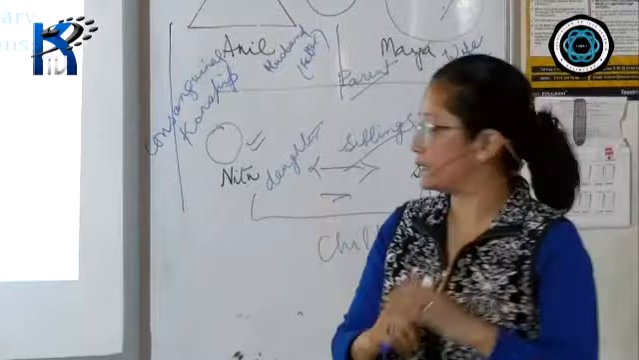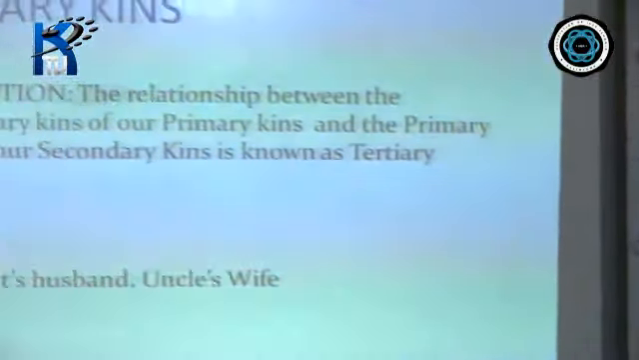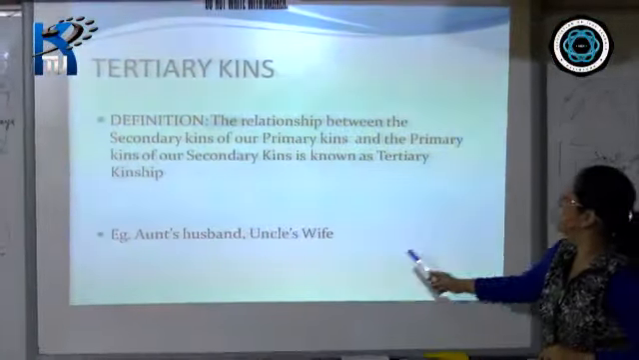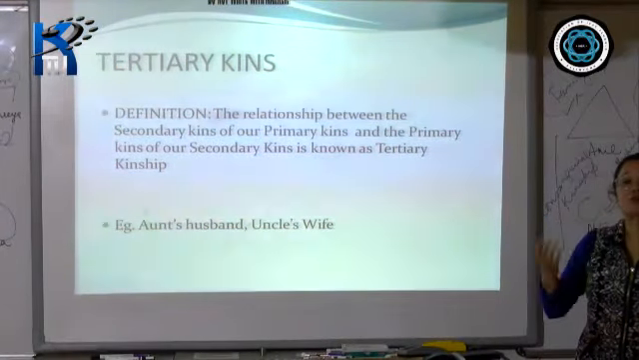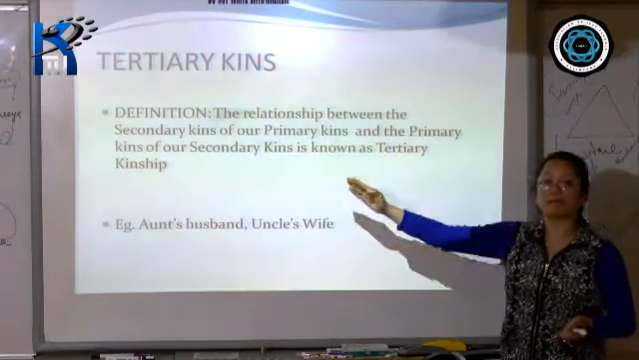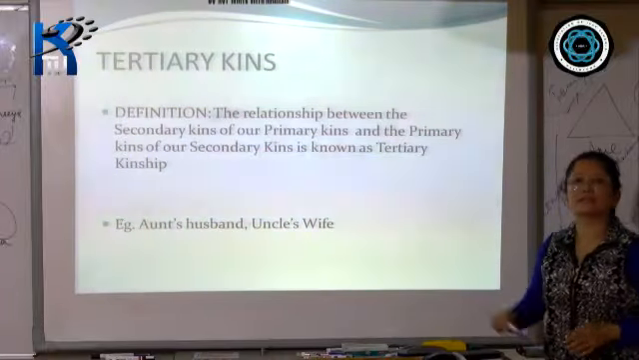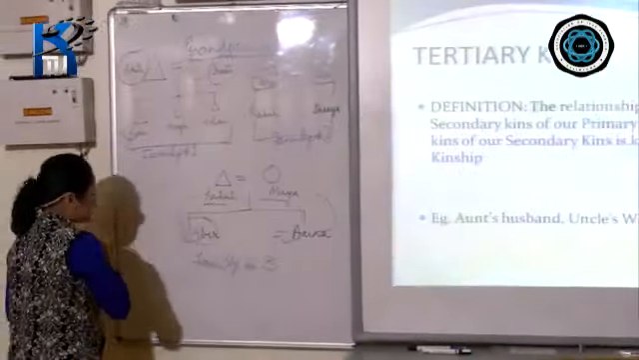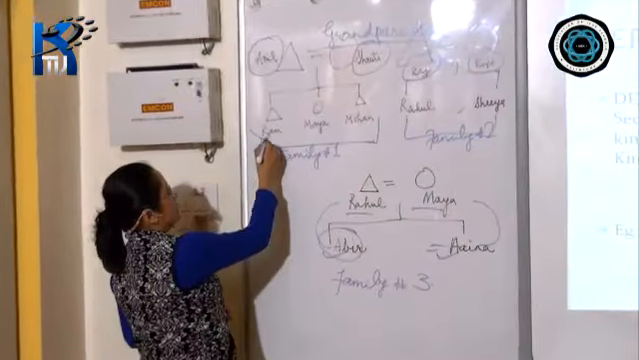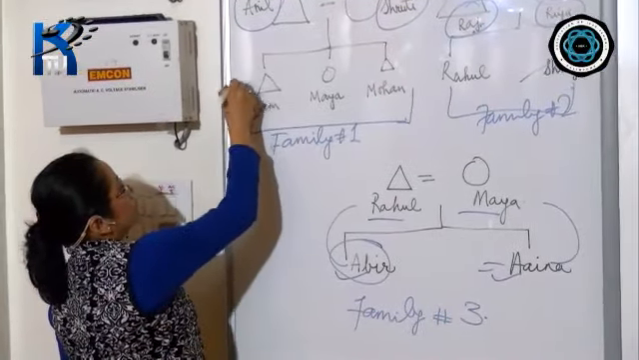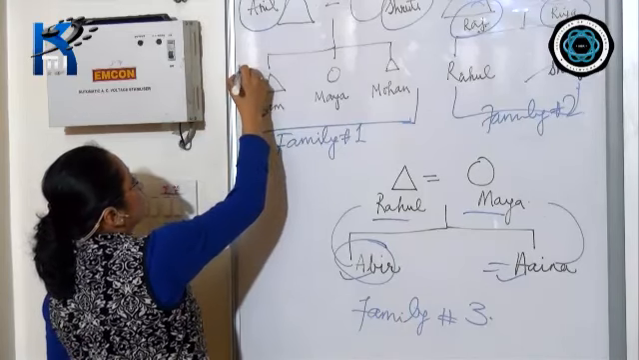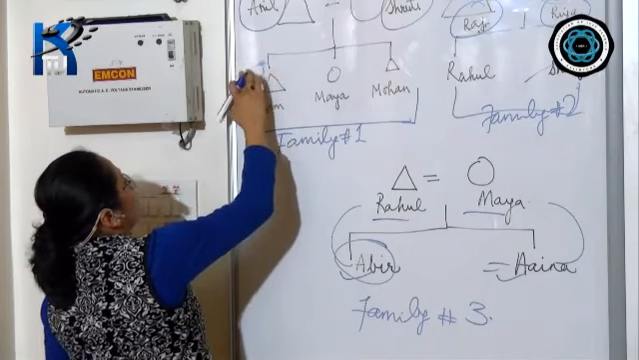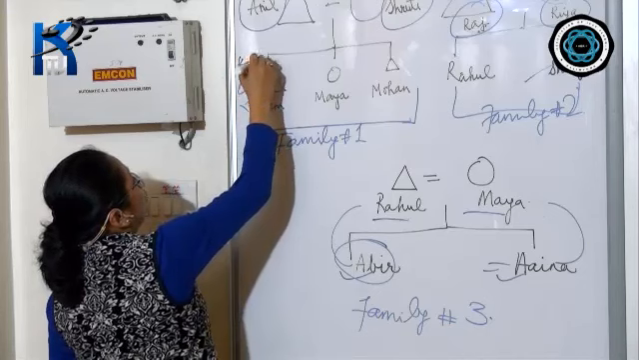Now let me just wrap up today's lecture with the last one, and a little confusing one. Here the children get a little bit confused. That is the tertiary kins. Now the relationship between secondary kins of our primary kin and the primary kins of our secondary kin is known as tertiary kin. Now for that it's very, very simple. Let's come back to the diagram. All right. Let's say from here Ram gets married. He gets married, let's say to, okay, we have already written Shreya. Let's say he gets married to Karishma.